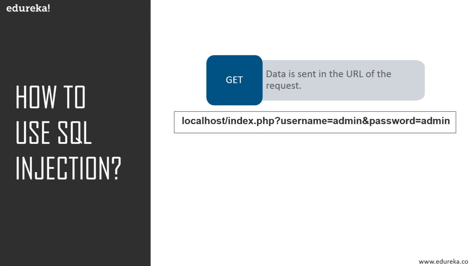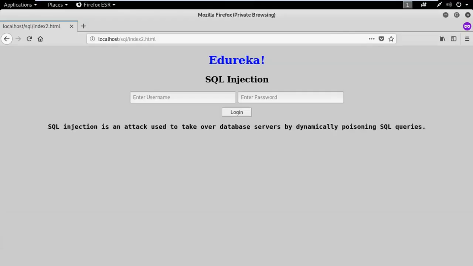Now let's see an example of a web application that is using the GET method, and let's see how you can use SQL injection to hack that web application. I've built this web application that uses the GET method to pass the data, and this is how the web application looks. Before telling you how it works, let's just have a look at the database.